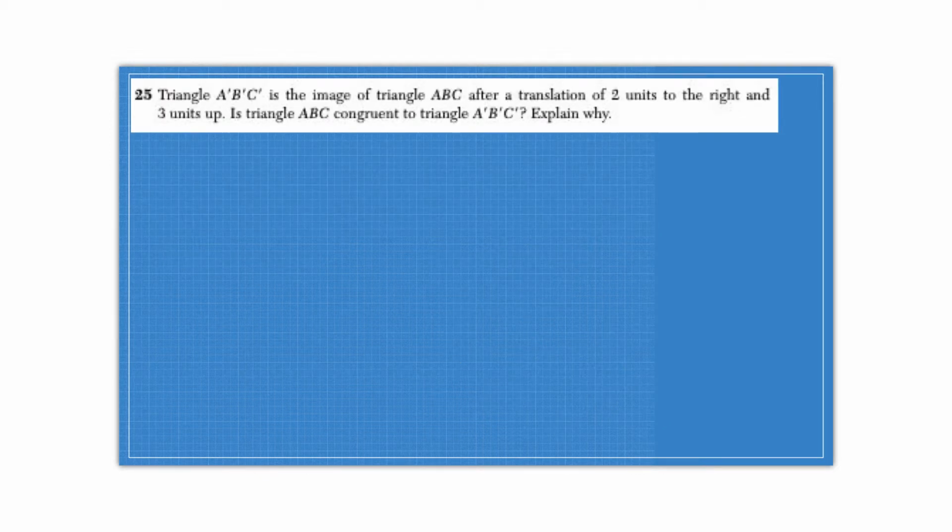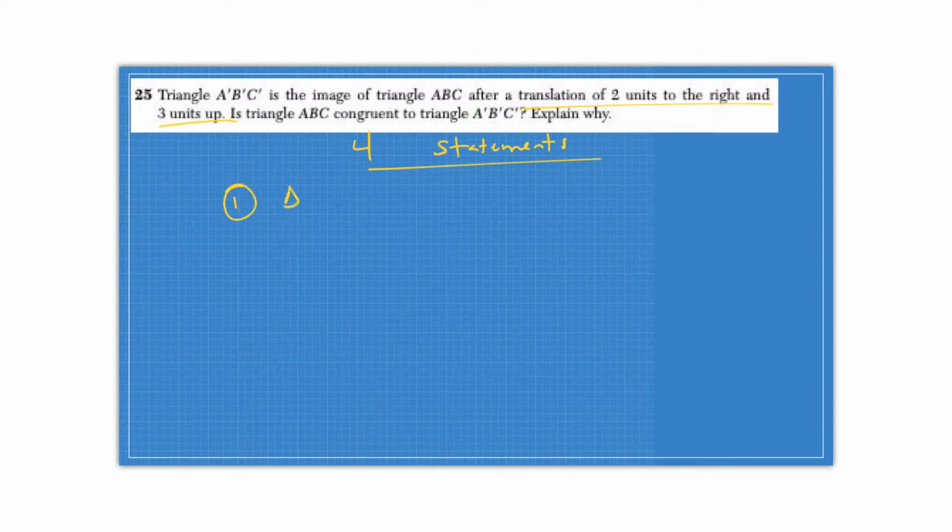Number 25 says that triangle A prime, B prime, C prime is the image of ABC after a translation up 3 and 2 right. And they just ask us, is it congruent? And explain why. This is a classic version of a 4 statements problem. Anytime you're talking about a rigid motion and they just want you to explain whether 2 shapes are congruent, you just go through your 4 statements.